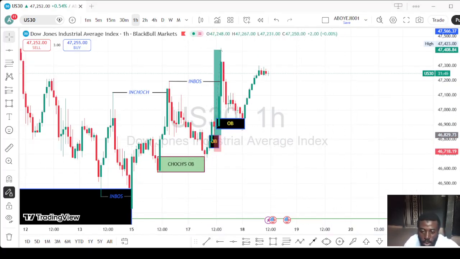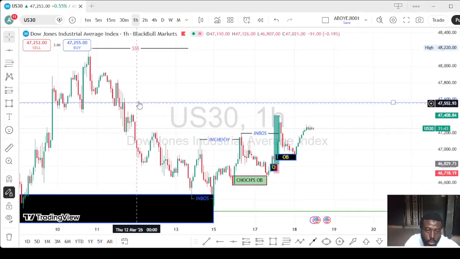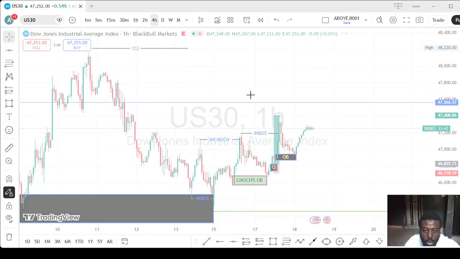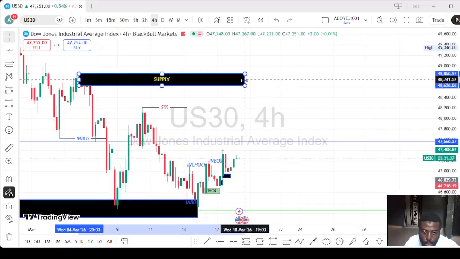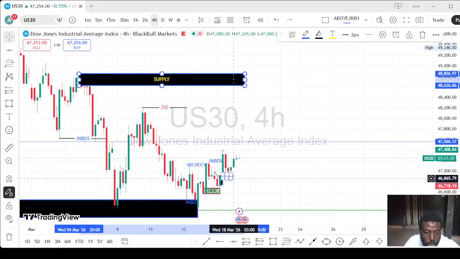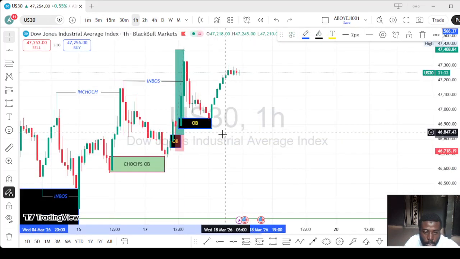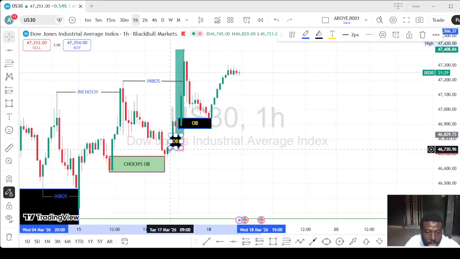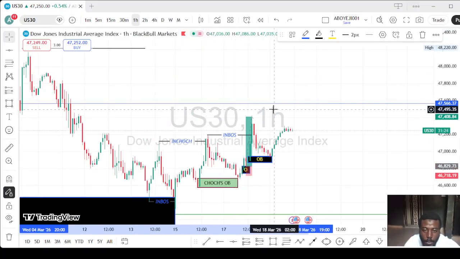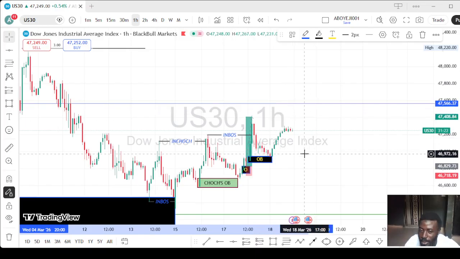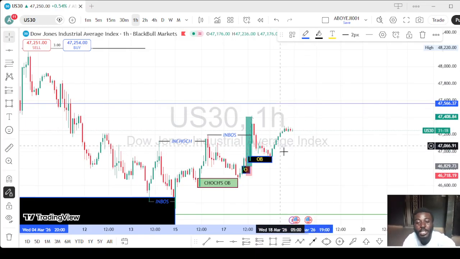On US30, you see that our analysis on US30 is not too much. These are supply zones that we are expecting the market to mitigate. So we are still buying on the 1 hour time frame. All these places are already mitigated, so this is the recent opportunity. The market is going up, so let's wait for the market to give us a break of structure before we can take another buy.